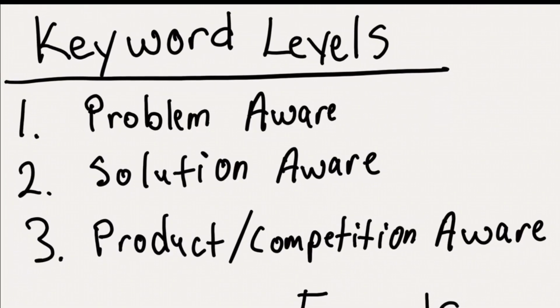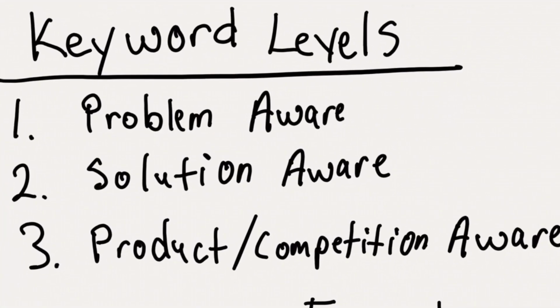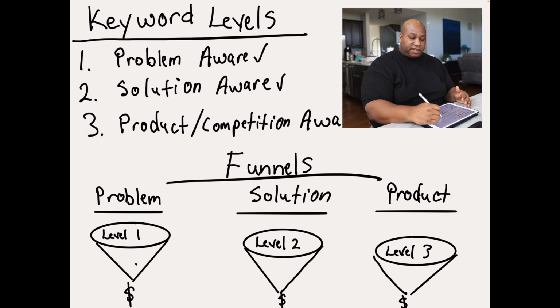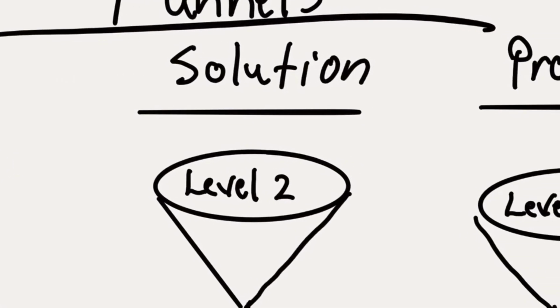When it comes to Google ads, you have to be much more strategic. First, you need to understand that not every piece of traffic that comes in is the same. There's 3 keyword levels of people coming into your website. The first people are problem aware, the second people are solution aware, and the last people that come in are product or competition aware. You must have a funnel that is designed to take each of those individuals coming to your site through a process that leads to sales for you.